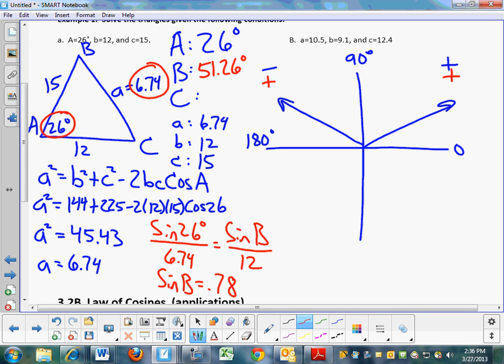Can I now find angle C? Won't even matter. If you're given an obtuse angle right away, it doesn't even matter. Okay? How about, what do you get for C? There you go. All right, what do you think of that? Yeah, you got it.